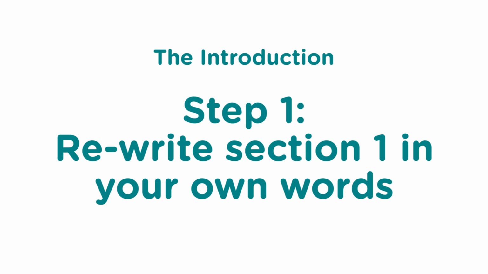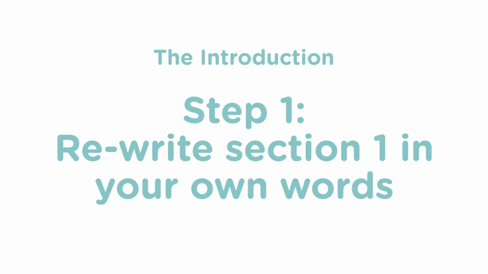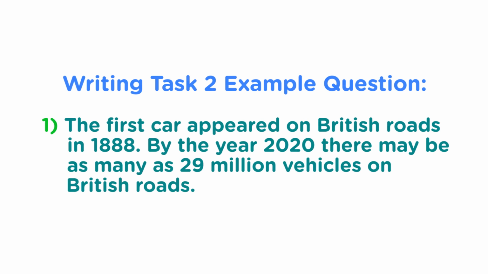Let's look at step 1. Step 1. Rewrite section 1 in your own words. Let's look again at section 1 because we need to rewrite it in our own words. It says, the first car appeared on British roads in 1888. By the year 2020, there may be as many as 29 million vehicles on British roads.